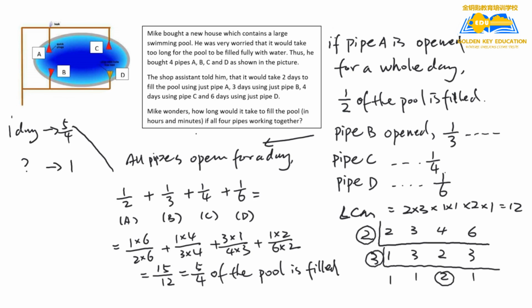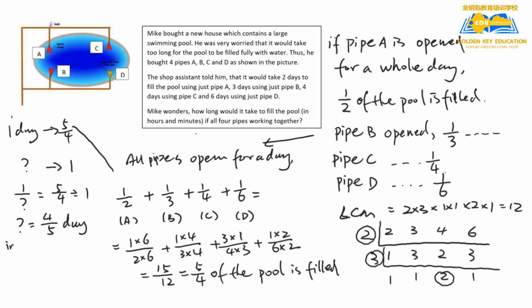Now you realize this is something to do with something called direct ratio. So you realize that 1 over question mark equals 5/4 divided by 1. So that question mark, you realize, is the reciprocal of 5/4, which is 4 over 5 days. Okay? So how long is 4 over 5 days?